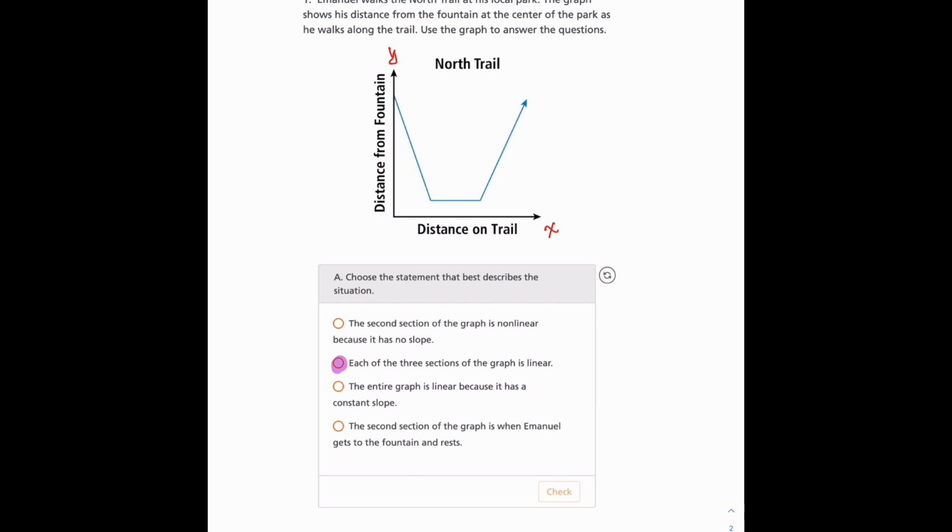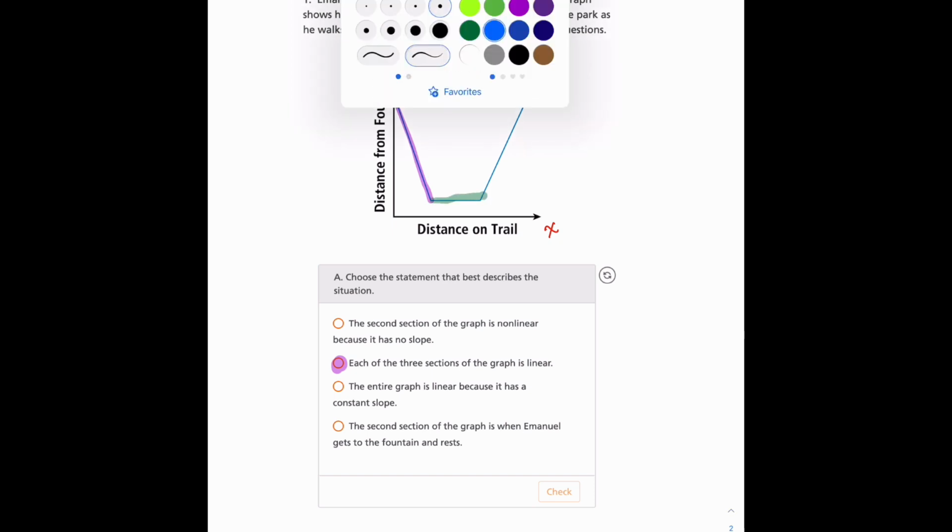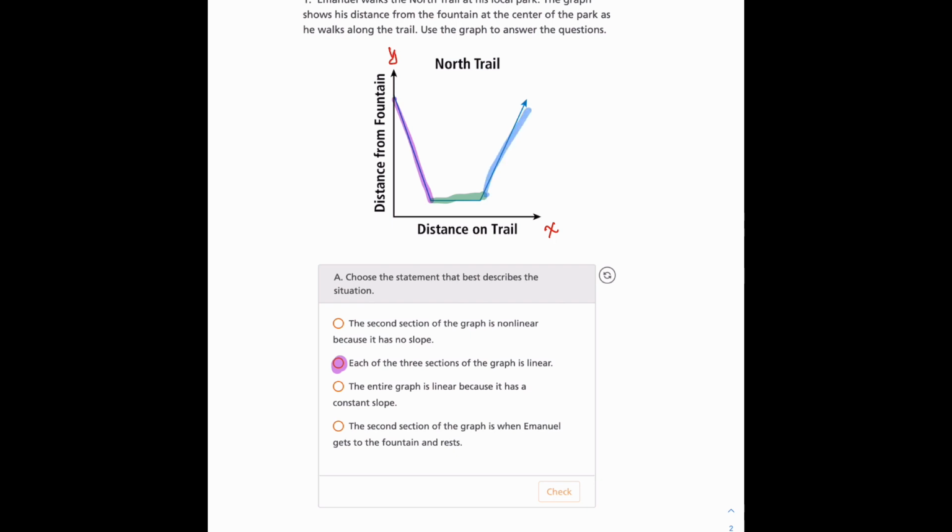The entire graph is linear because it has a constant slope. Okay, do you see the difference between the second statement and the third statement? The second statement says each of the sections is linear, and that's true. The third statement says the entire graph is linear. That is not true because the slope changes. It changes from a negative slope to a zero slope to a positive slope. So if you take the whole graph together, it is not linear. So the third statement is not true.